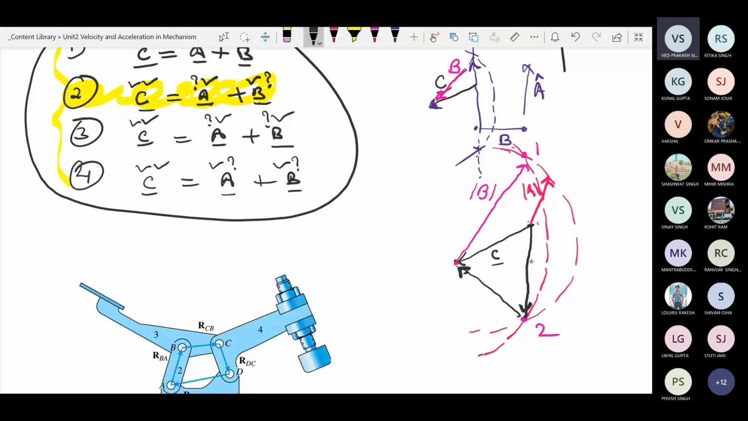A vector we have drawn from this position. Shall I write some points on this? Point 1, 2, 3 and 4. A vector we have drawn from point 3. So this one is what? A. And B vector we have drawn from point 4.